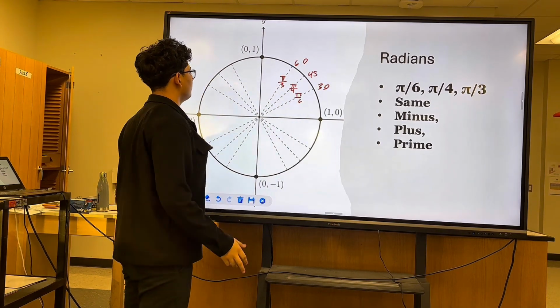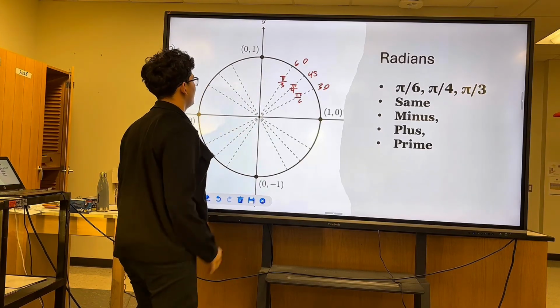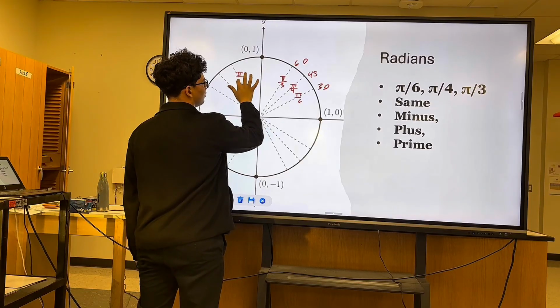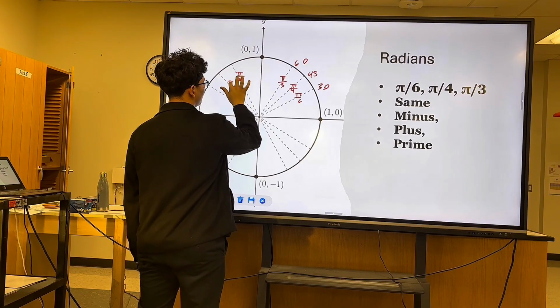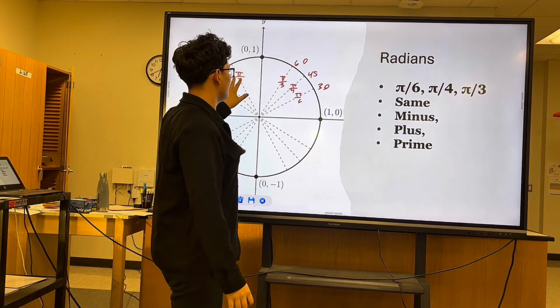Now you might be wondering, how do I get these angles? Is there an easy way? Yes, the exact same thing. You want to do 3, 4, and 6. You just want to remember that. All you want to do is remember this.